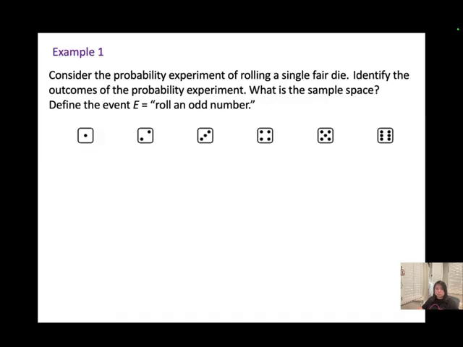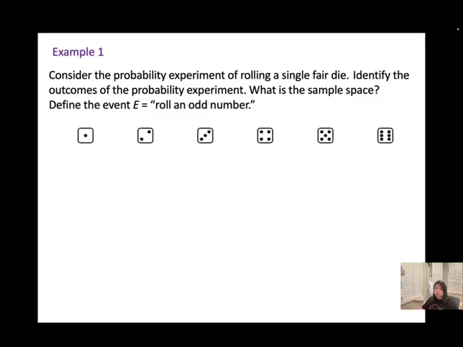Example 1. Consider the probability experiment of rolling a single fair die. Identify the outcomes of the probability experiment. What is the sample space? Define the event E to be the whole and odd number.